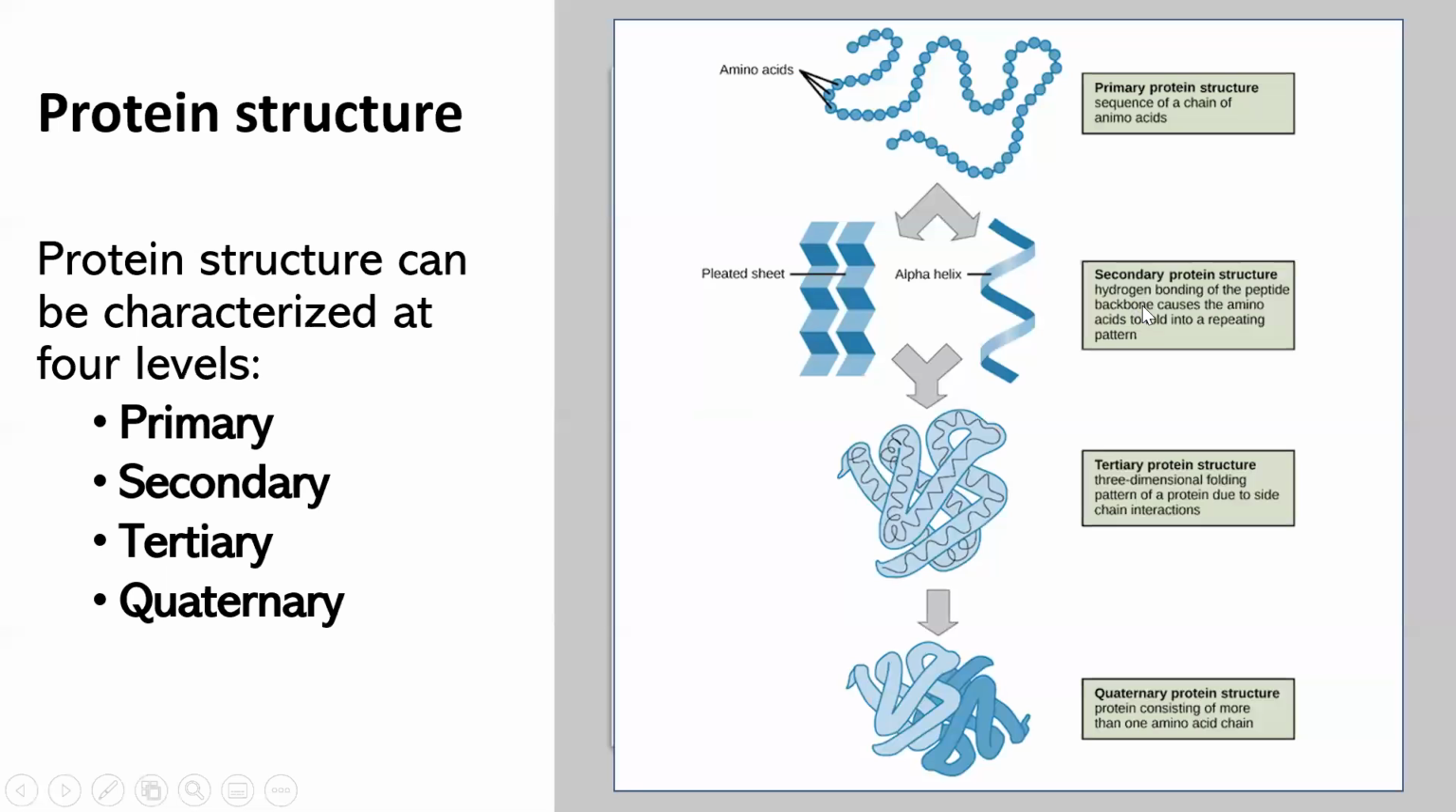So there is hydrogen bonding of peptide backbone, which can make 2 different kinds of structure. This is called alpha helix or beta pleated sheets. I'm not sure why the beta word is not written here. I'm going to write beta for you. Okay. And so that's that. Different kinds of structures can be formed.